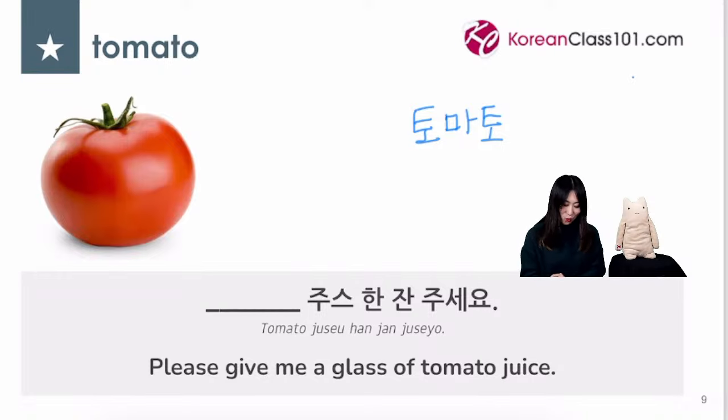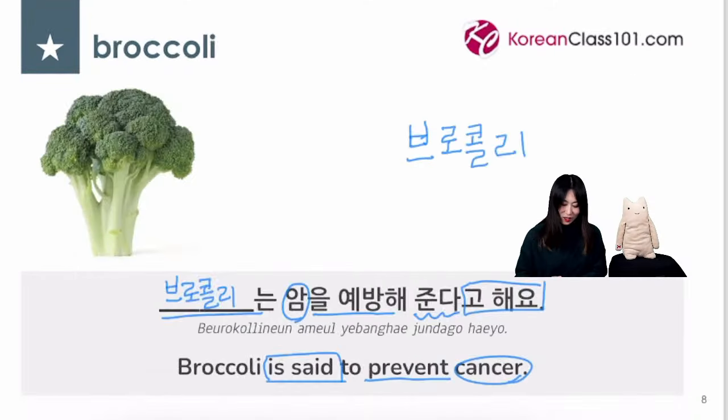잘했어요. 아, 다고 해요. That's a good question. 브로콜리는 암을 예방해 준대요. It's okay. 준대요. If you change 다고 해요 to 대요, that's okay. It's a shortened form. It's the spoken form. But 준다고 해요 sounds more formal.